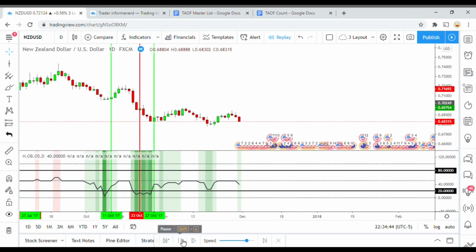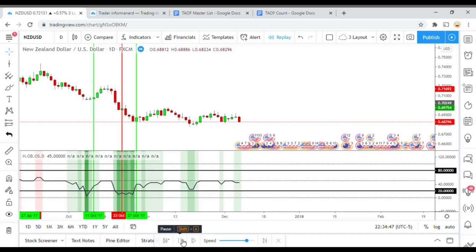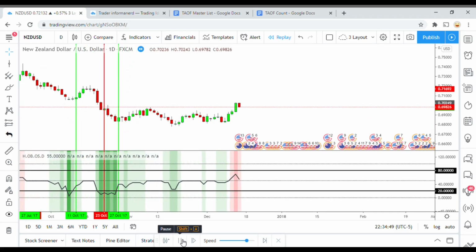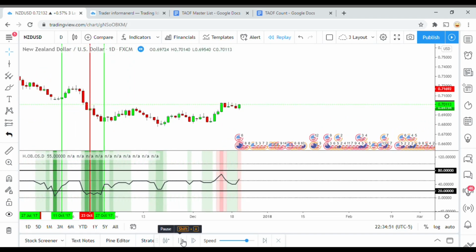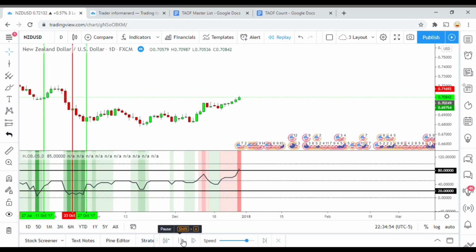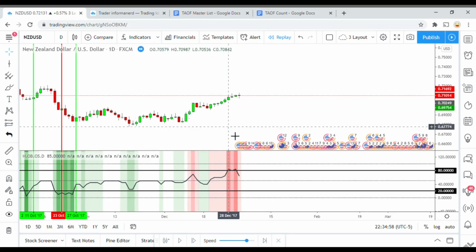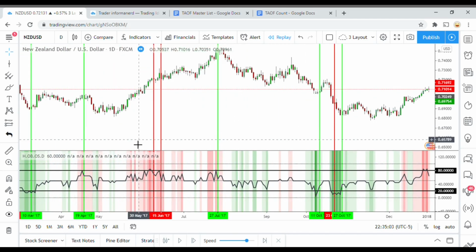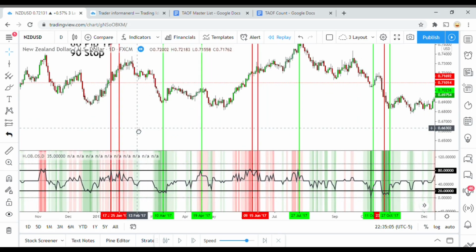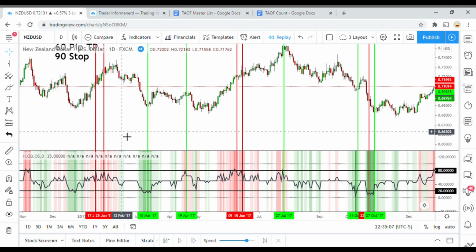Getting close to the end of the year. See if we pick up any more signals. It did not. It broke up right there, but we did not hit another red candle before we closed out the year. All right, so there we have it. That is the hybrid overbought, oversold indicator.